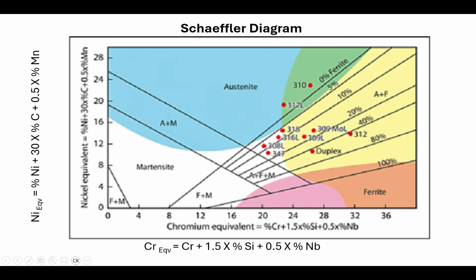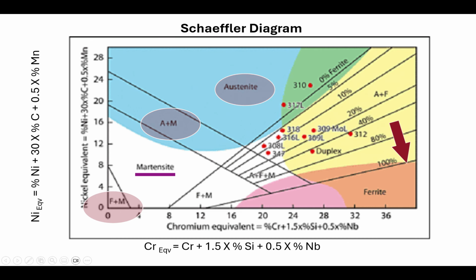Now, if you look at this zone, the blue zone and partly the green zone above, this is all austenite. So here is ferrite and martensite, martensite, austenite and martensite, and austenite. Below this line, the ferrite percentage grows, and below this line it is all ferrite. This zone is martensite and ferrite. This is how the diagram shows the different phases.